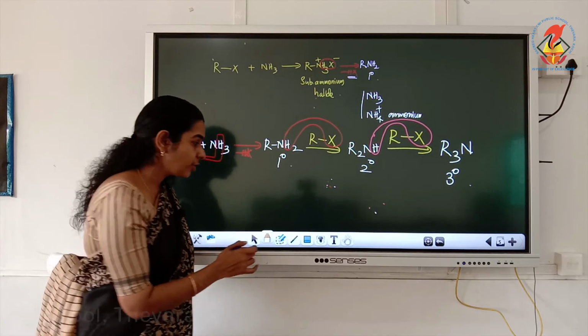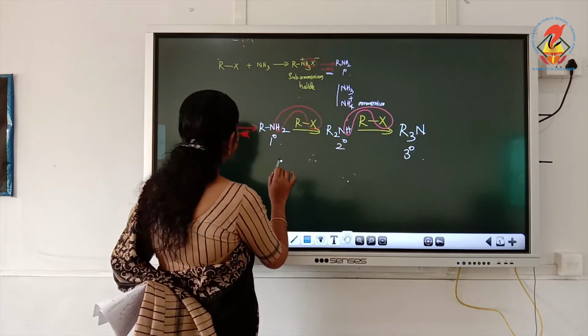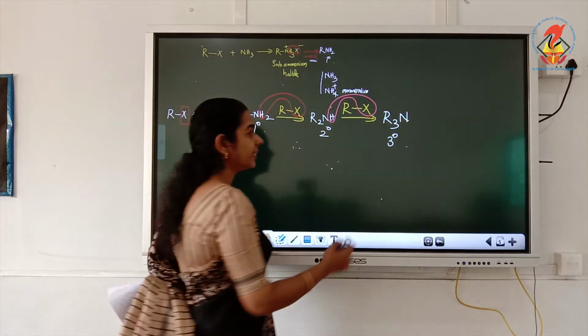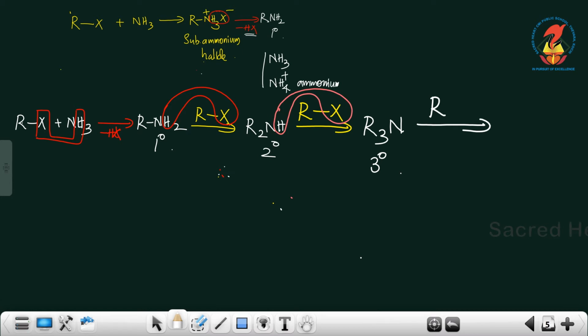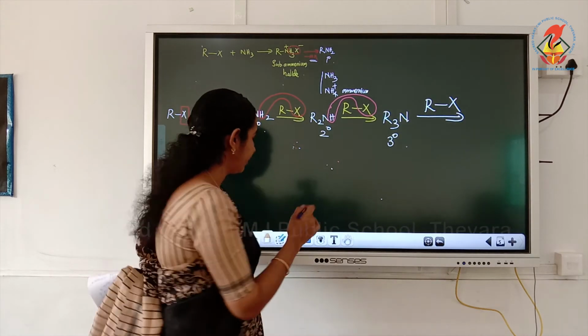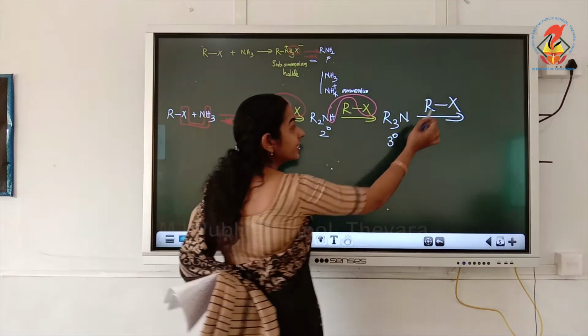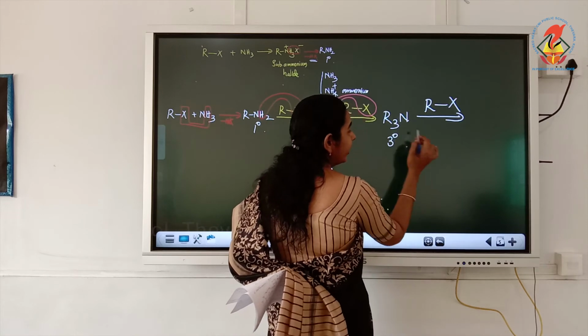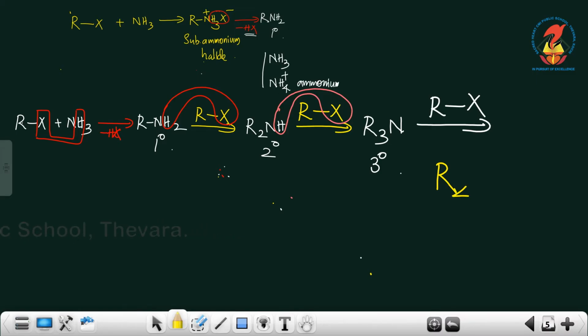Now don't think that the reaction is over. In tertiary amine there is no more hydrogen to replace by an alkyl group. So if we add one more alkyl halide here, there is nothing to eliminate. There is no hydrogen to eliminate HX. If there is no chance for elimination, there will be addition. So this RX will be added to this R3N. As already 3 alkyl groups are there, one more R is coming, so R4.